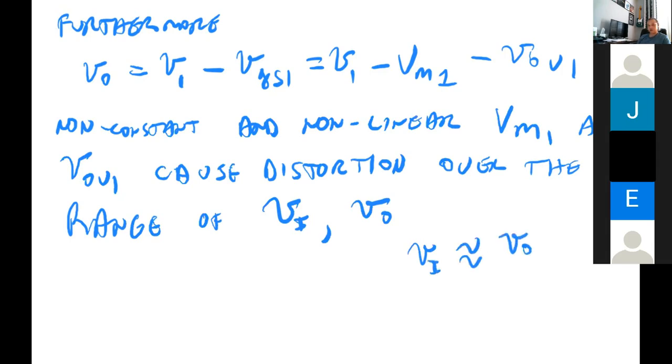Remember that we're not doing any voltage amplification. We want V out to be the same as V in. What we want is for Q1 and Q2 to be able to source the current as RL changes. But the voltage we want it to be the same, ideally. Okay.